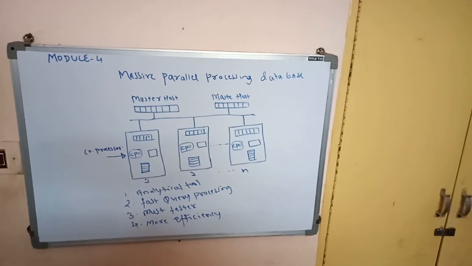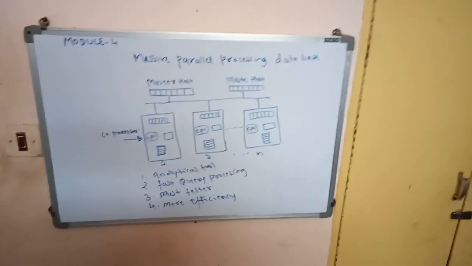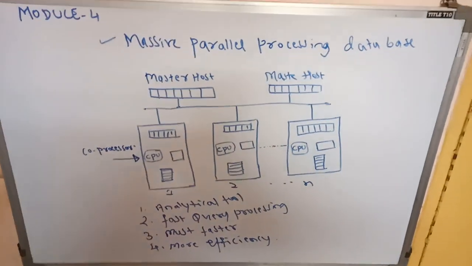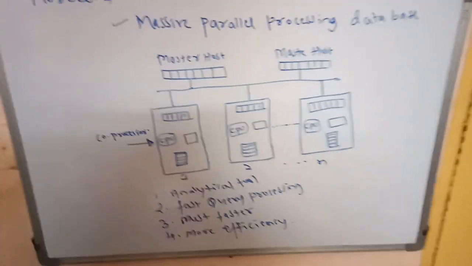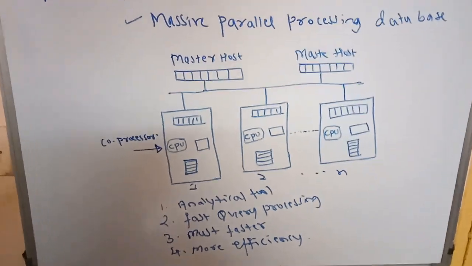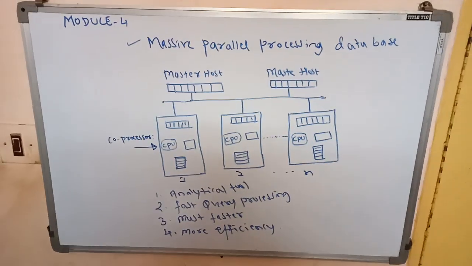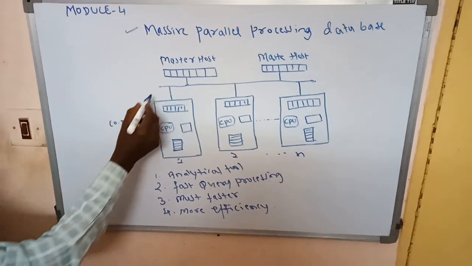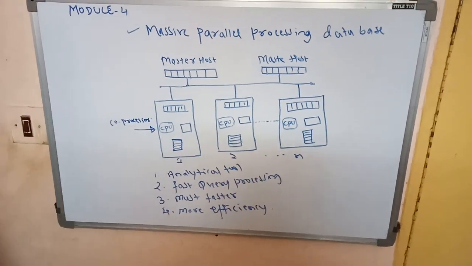So in module 4, we'll continue the task. That important tool is the massive parallel processing database. It is one of the important tools in big data analytics. For this tool, we can utilize the structure of this architecture of this network system, which is like this.